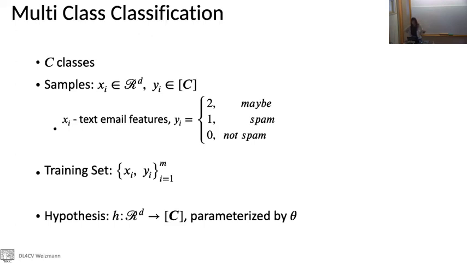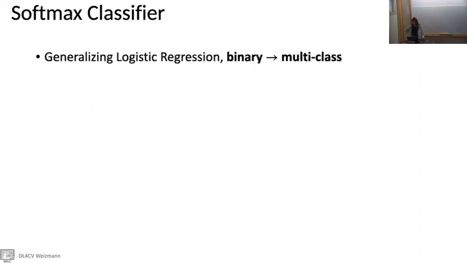And as before, we parameterize the hypothesis, the classifier, by theta. We're going to slightly change the logistic regression classifier into something called a softmax classifier, which is the generalization of logistic regression from a binary classifier to a multi-class classifier. But the idea and the intuition behind it are exactly the same.